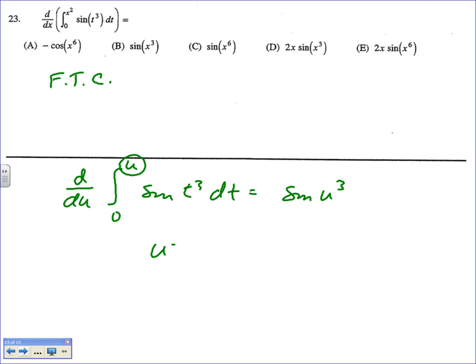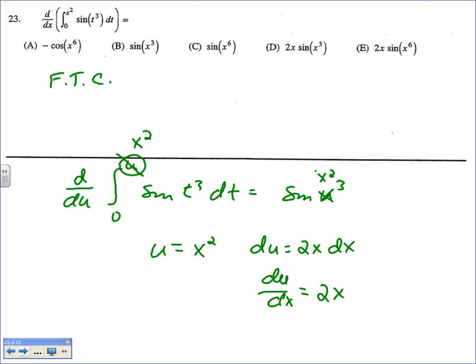But we've made a substitution here for u. We've allowed u to equal x squared. And of course, du would equal 2x dx, or du dx would equal 2x. So for our problem, we have to take the u out and put in its place the x squared. We have to do that in both places. So x squared ends up being cubed down there.